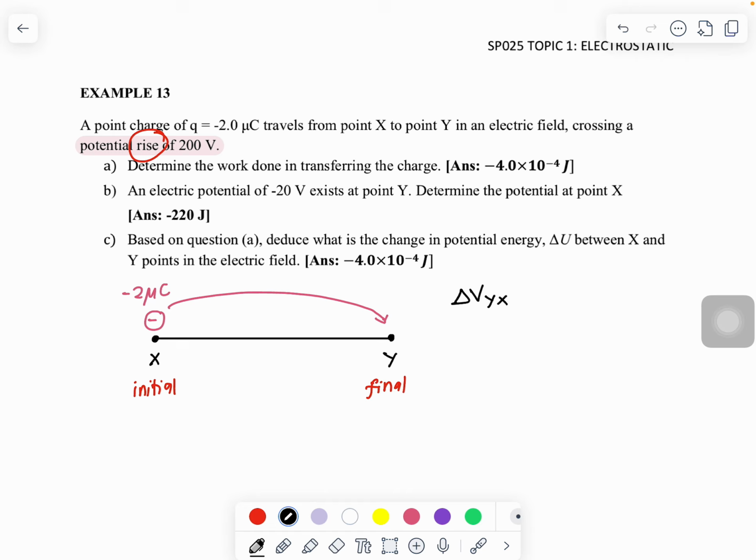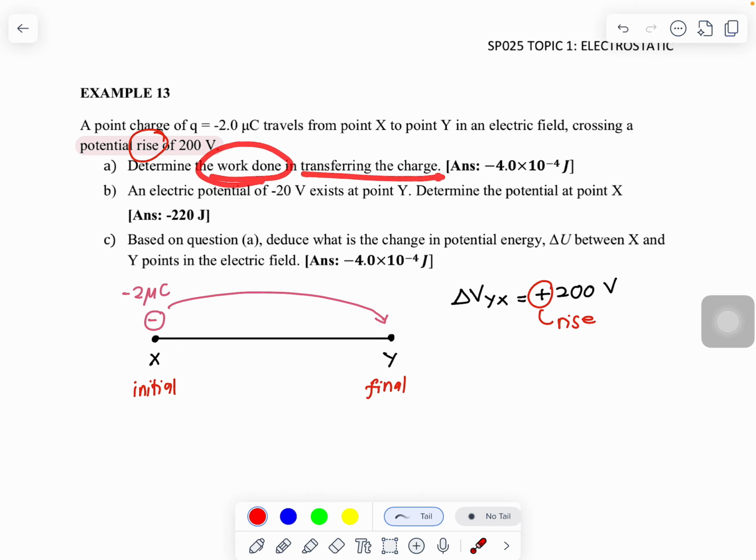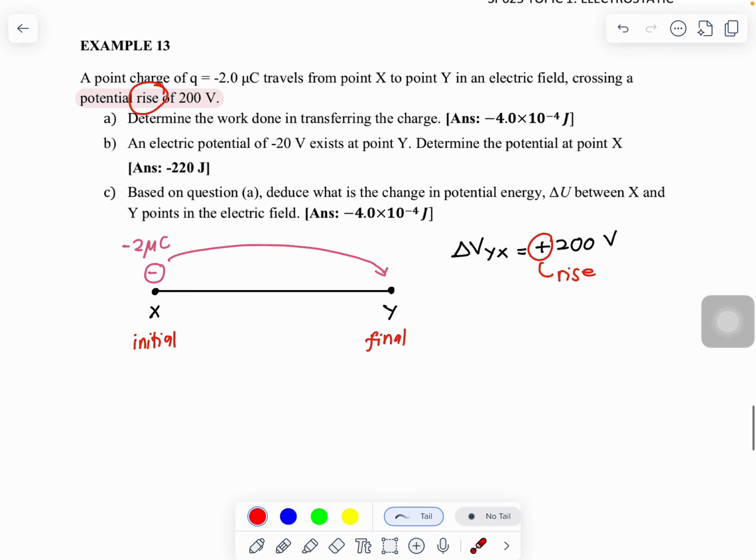Okay, between X and Y is positive 200 volt. Because the keyword here is rise in potential. Okay, ada perubahan dalam potential sebanyak positive 200 volt. Okay, so ini maklumat yang dibagilah. Okay, first question, determine the work done in transferring the charge. Okay, so berapa banyak kerja yang dilakukan semasa charge tersebut bergerak daripada point X dan point Y.